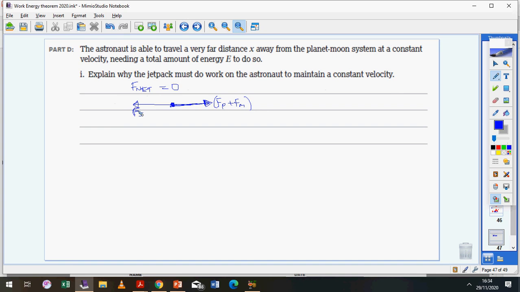Because you have a force provided by the jetpack, and because you have distance being moved away from the planets, work done is equal to that force provided by the jetpack times the distance. So the jetpack must do work equal to the work done by the planet and the moon on the astronaut in order to maintain a constant velocity. That's why it must do work, for the net force to still be equal to zero.